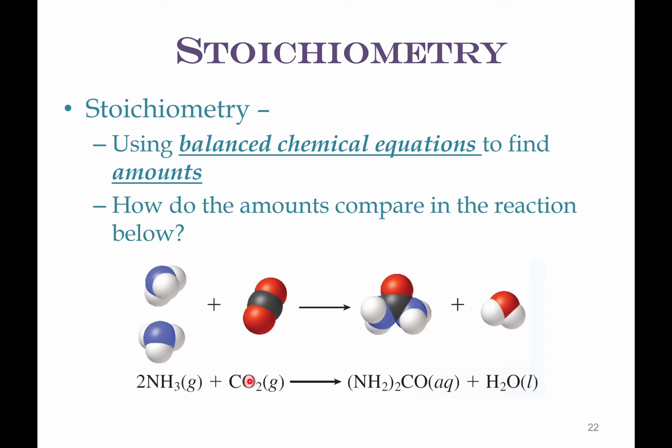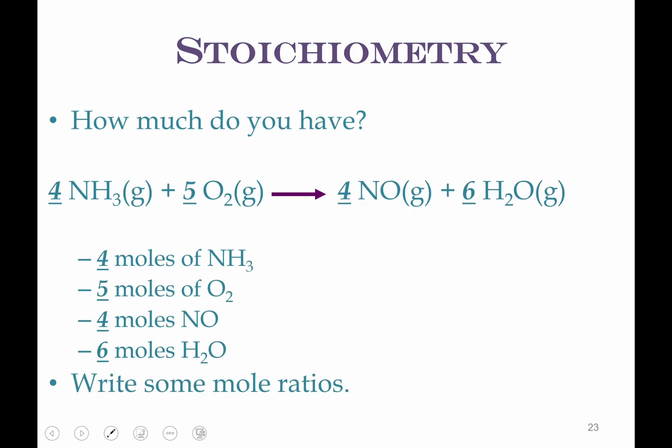So this would say I need 2 moles of ammonia for every 1 mole of carbon dioxide. But remember, we can't really order moles. We need to convert that to something that is measurable in the lab. So we would convert that to grams and figure out what we need for a certain amount of product that we would like. So how much do we have? So in this case, I have 4 moles of ammonia, 5 moles of oxygen, 4 moles of nitric oxide, and 6 moles of water.